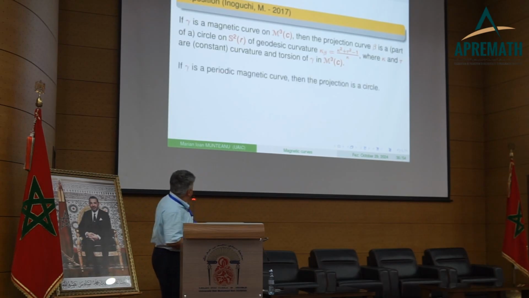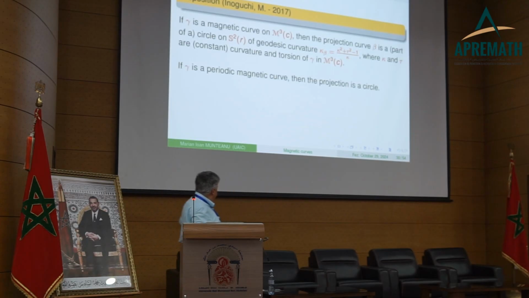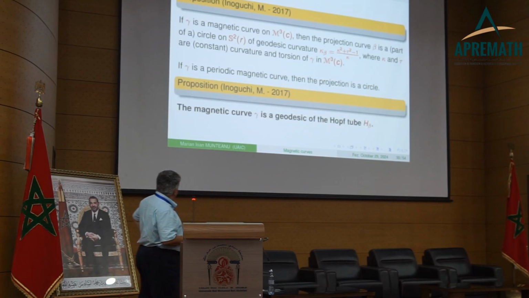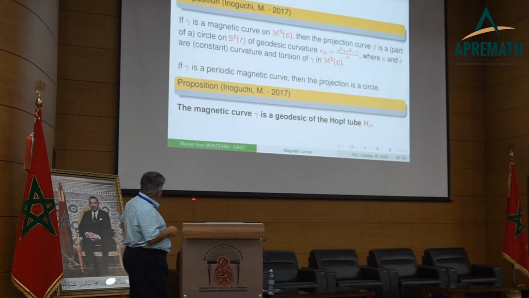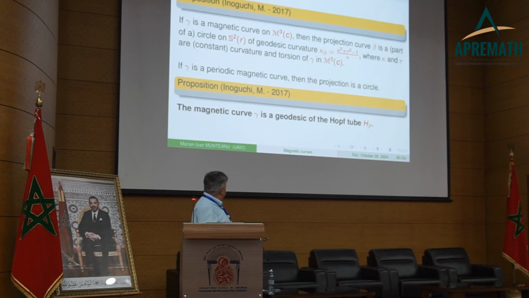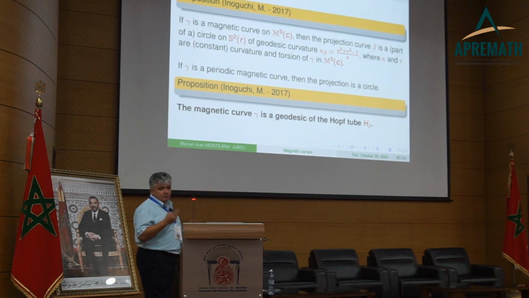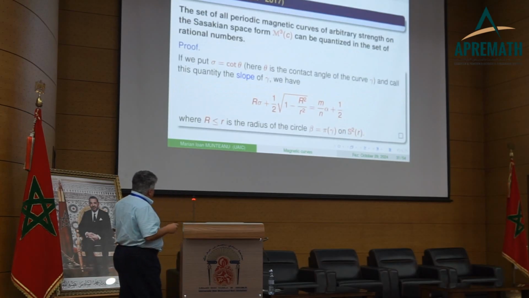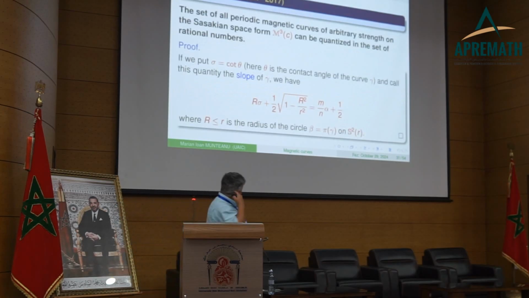And if gamma is periodic, the projection should be periodic, so it is a circle. And we have that the magnetic curve gamma is precisely a geodesic in the Hopf tube over beta, so P is the pre-image of beta. Okay, so we have also this result.